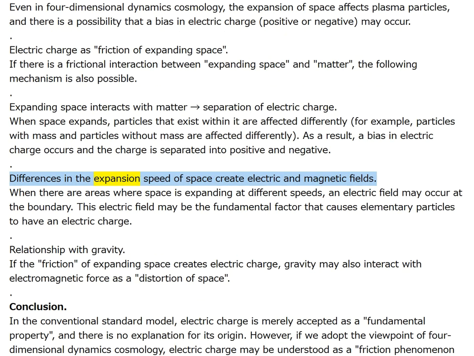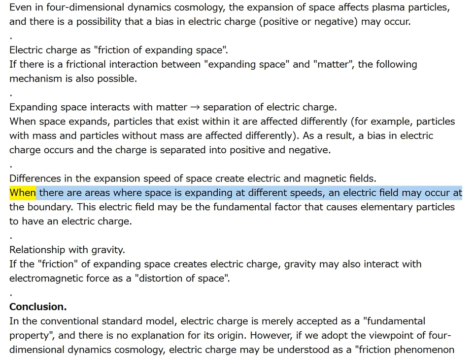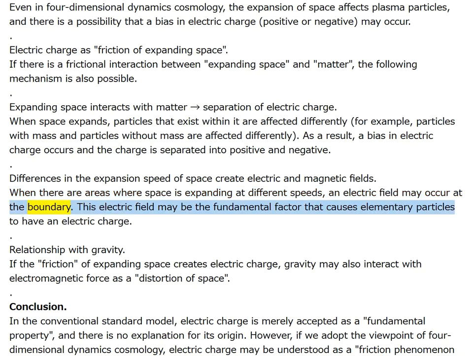Differences in the expansion speed of space create electric and magnetic fields. When there are areas where space is expanding at different speeds, an electric field may occur at the boundary. This electric field may be the fundamental factor that causes elementary particles to have an electric charge.